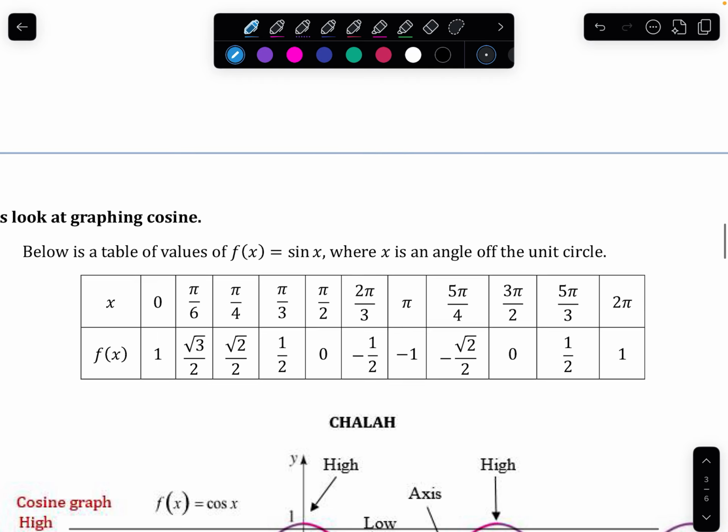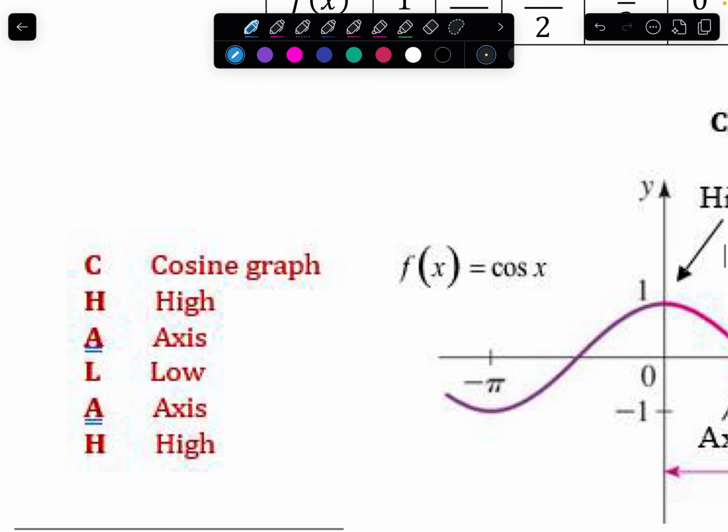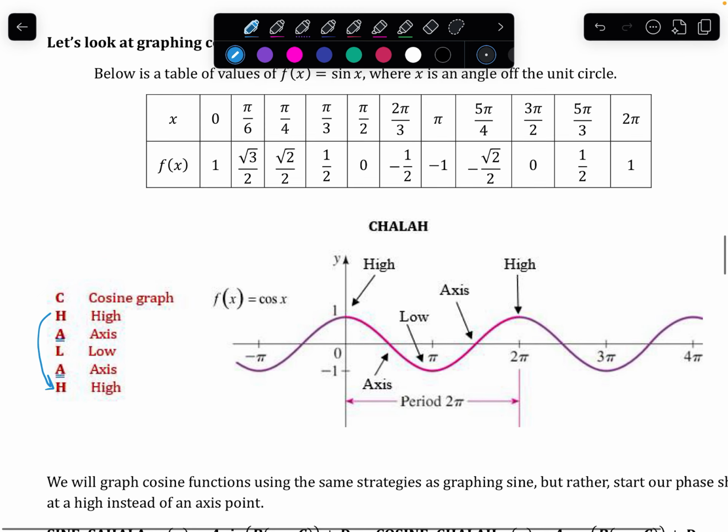Cosine. So cosine, here's the parent function shown. Easiest way to remember cosine is, I call it chala. So cosine starts at a high point. So if you think about off the unit circle, cosine right at the angle 0 is the 1, and 1 is the highest cosine's allowed to go. Then it goes down to an axis, a low, an axis, and then same as before, it repeats that high. And if you actually look at the two graphs are actually just a phase shift apart because sine goes axis, high. So if we just shift the graph to the left, we wind up with the same function.